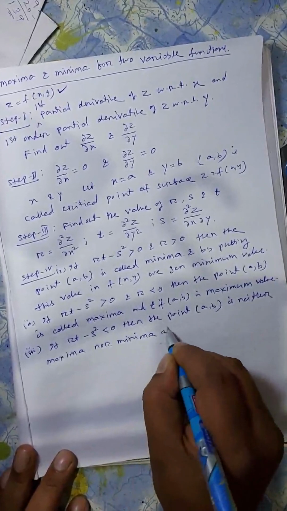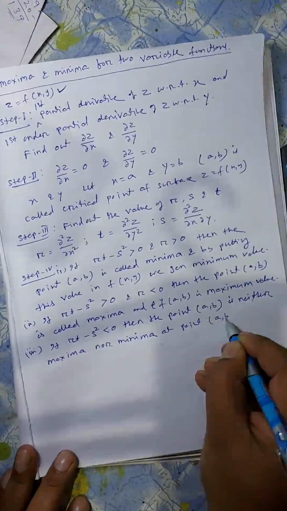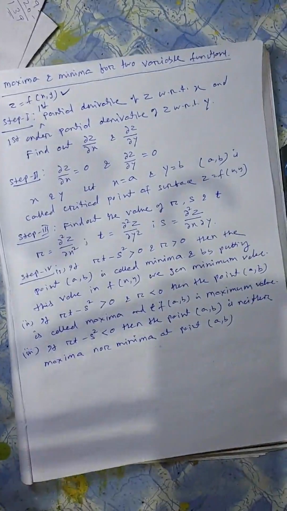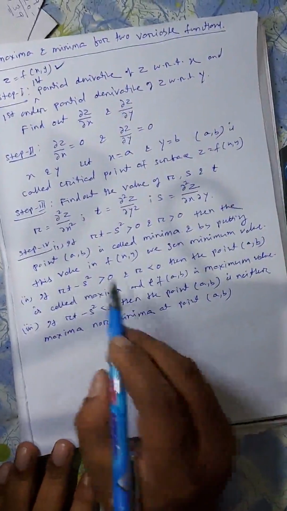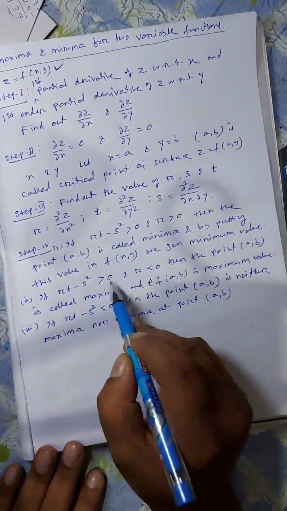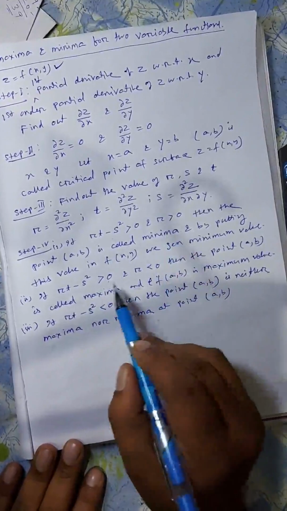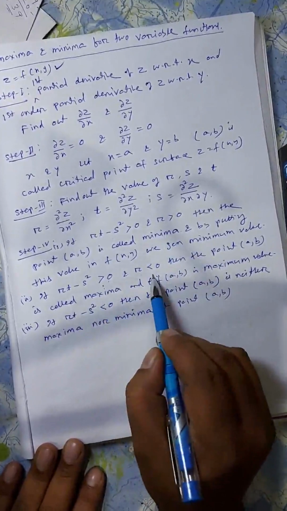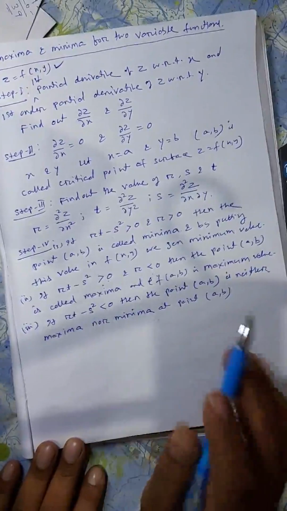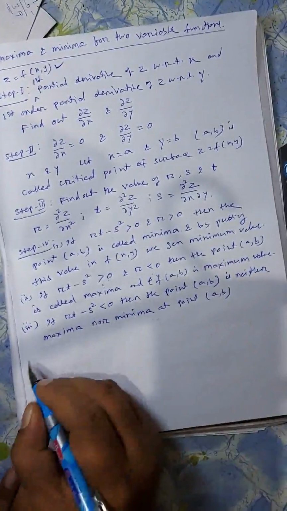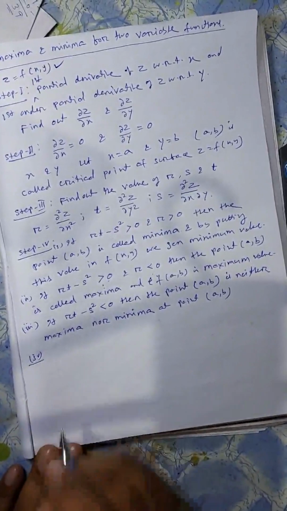At point AB, we call neither maxima nor minima. If it is greater than 0 and R is greater than 0, we call it minima. If it is greater than 0 but R is less than 0, we call it maxima. If it is less than 0, then the point AB is neither maxima nor minima. In that case, it is equal to 0.